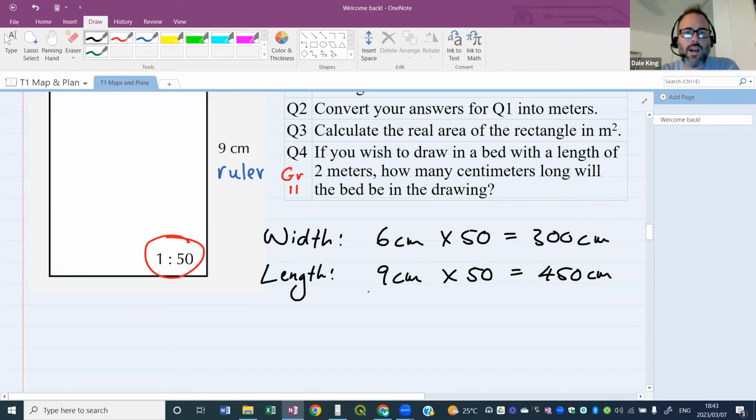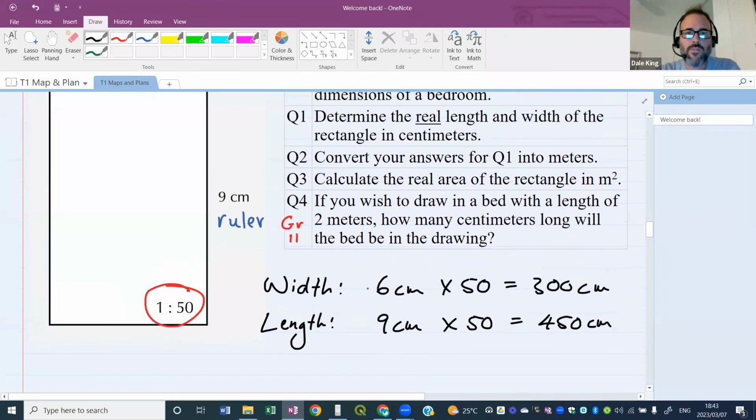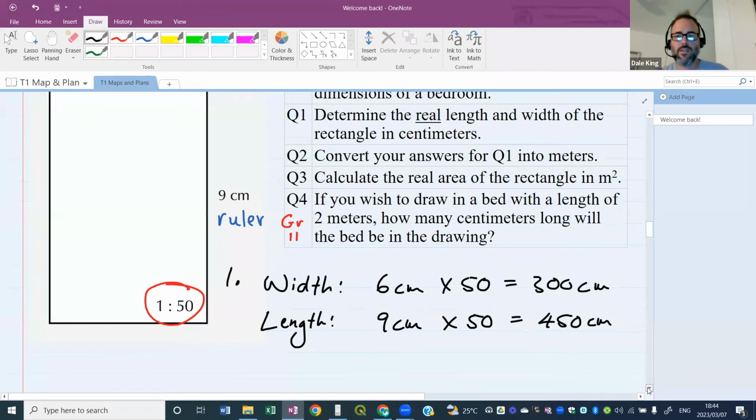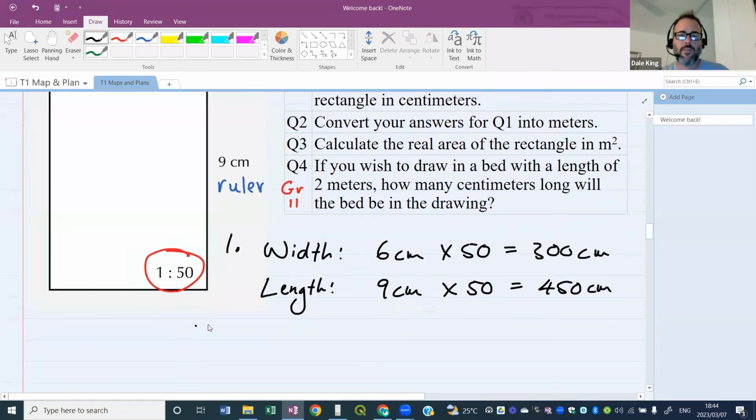Now, question 2 says, convert your answers for question 1 into meters. Now, you have to remember the measurement course we did. These are metric units. You have to know how to convert in the metric unit system. They're not going to give you a formula for that. So for question 2, we're going to take our width.